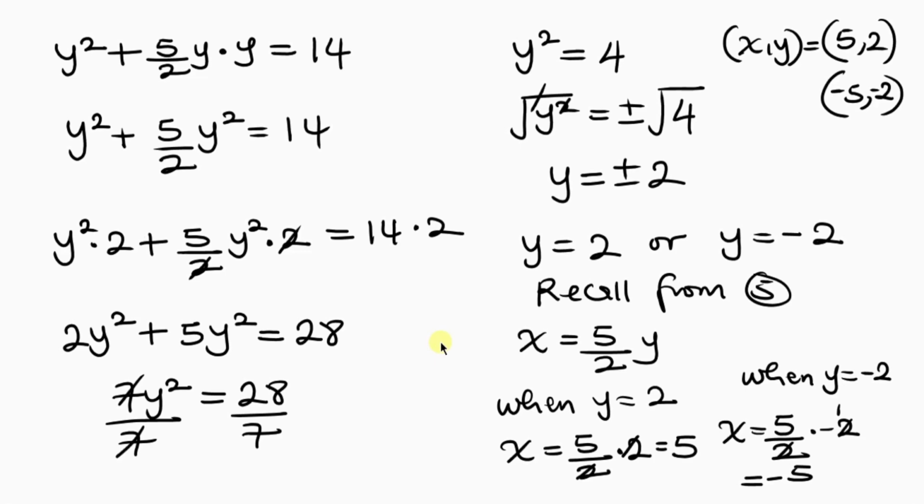Now, the question requires us to look for x times y. x times y is x is 5 times y is 2, and this results to 10. And even if we have to do the other one, which is -5 as x times -2 as y, we also have 10 as a result. And that's the final answer.